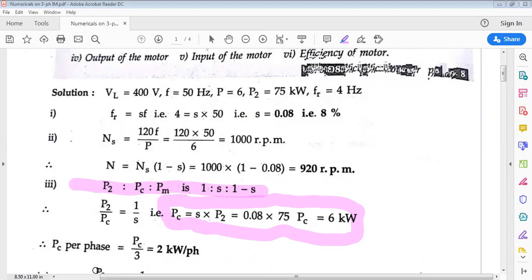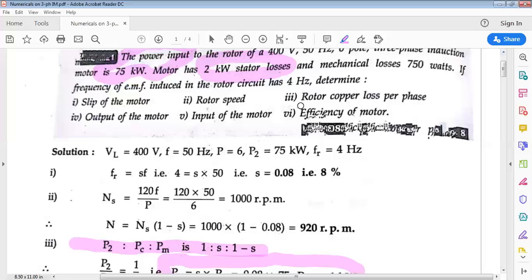Now here, per phase, what have you been asked to calculate? Rotor copper loss per phase. Means which type of rotor is there? Is it a squirrel cage or slip ring? Because in squirrel cage, bars are there. In slip ring induction motor, 3 windings are there. So rotor copper loss per phase means it's a slip ring.